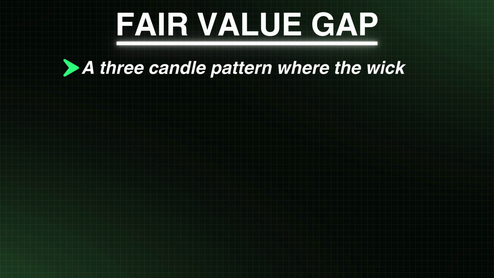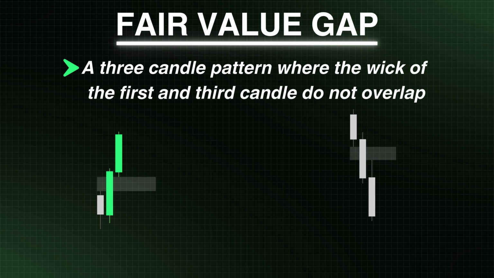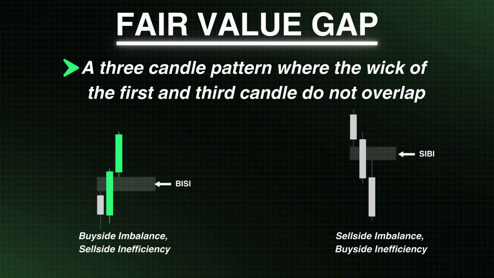Now that we fully understand a breaker, what is a fair value gap? Fair value gap is a 3-candle pattern where the wick of the first and third candle don't overlap. Fair value gaps show an imbalance in price in the form of one-sided delivery. A bullish fair value gap is what's known as a BISI, buy-side imbalance, sell-side inefficiency. A bearish fair value gap is what's known as a SIBI, sell-side imbalance, buy-side inefficiency.